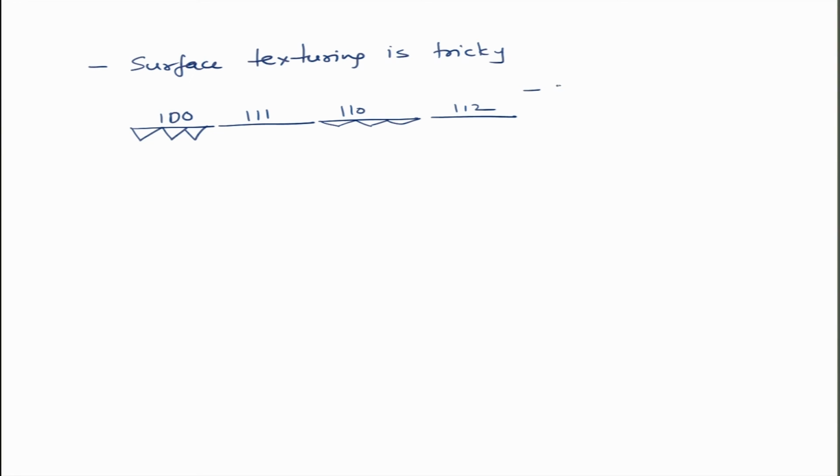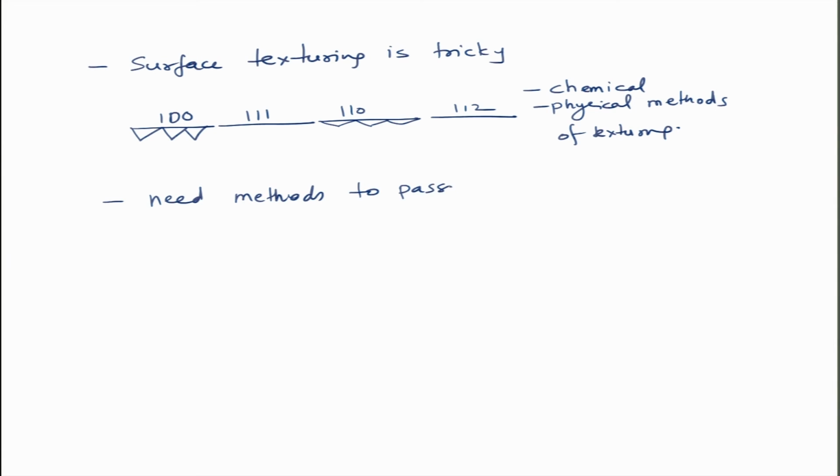So you need to apply both chemical as well as physical methods of texturing. All right, and you also need methods to passivate the surface and grain boundaries. Okay.